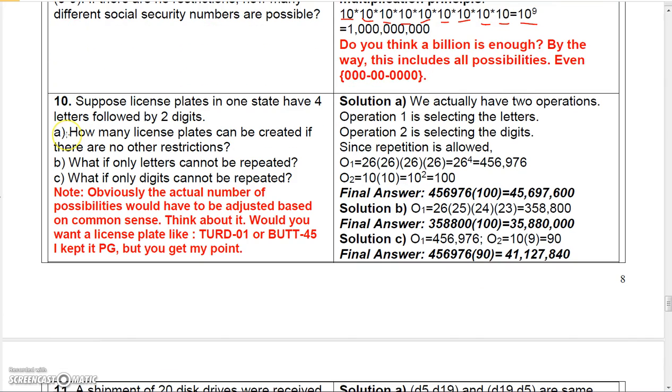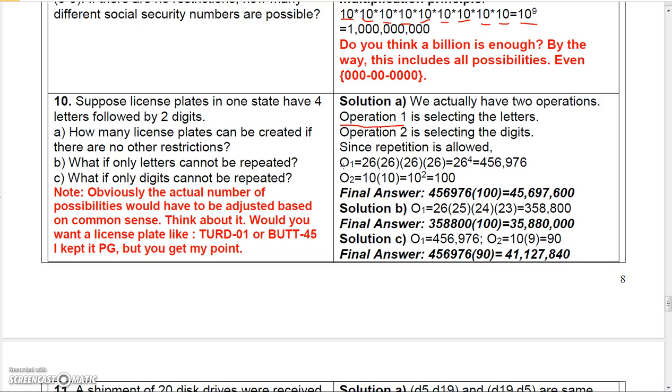All right, let's look at number 10. Number 10 says, suppose license plates in one state have 4 letters followed by 2 digits. How many license plates can be created if there are no other restrictions? Well, if there's no other restrictions, then repetition's allowed. So let's see. Operation 1 would be selecting the letters. And so let's look at that.